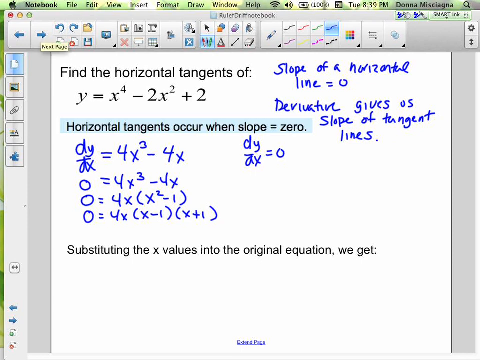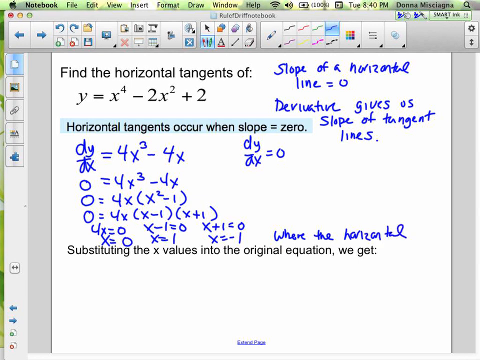So that gives us 3 solutions. So 4x equals 0, x minus 1 equals 0, x plus 1 equals 0. So x equals 0, 1, negative 1. So that's where our horizontal tangents occur.